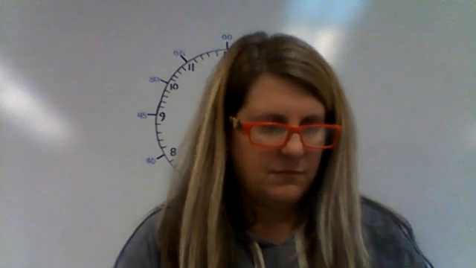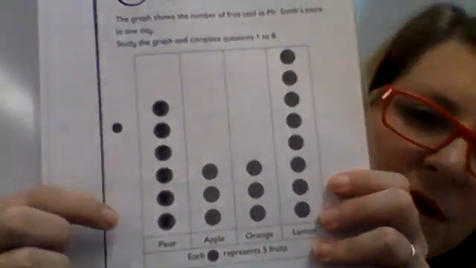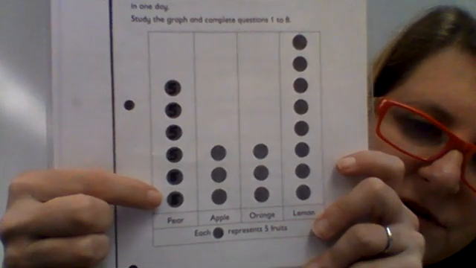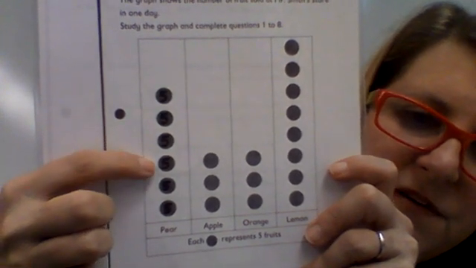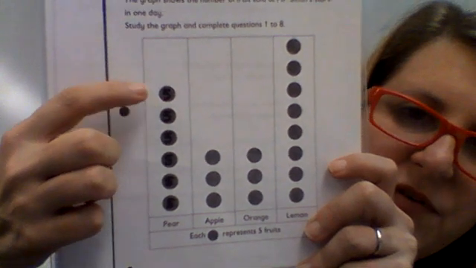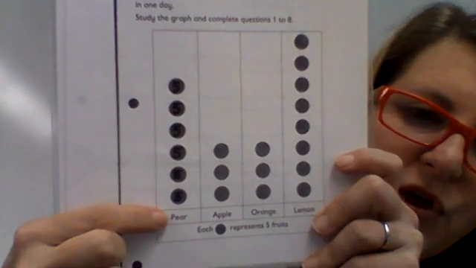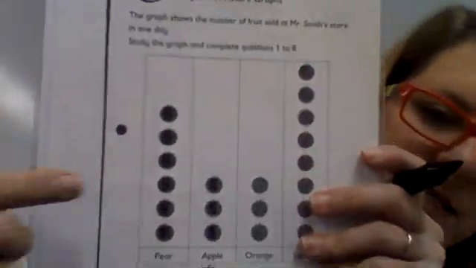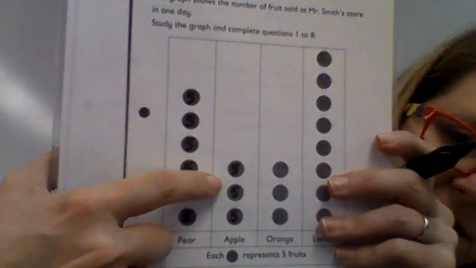Alrighty. So, pears, 5, 10, 15, 20, 25, 30. So he sold 30 pears. Okay, how many apples did he sell? Well, each dot, again, is 5. How many apples did he sell? 5, 10, 15.